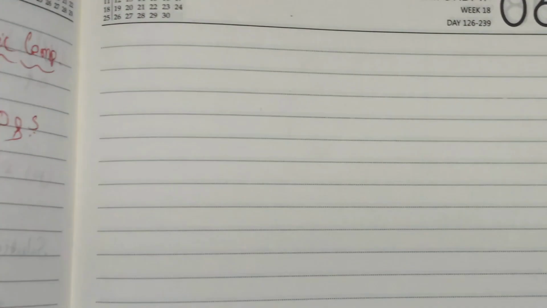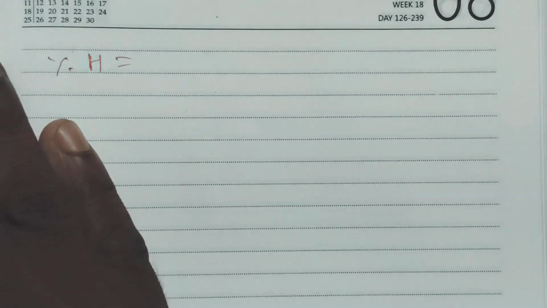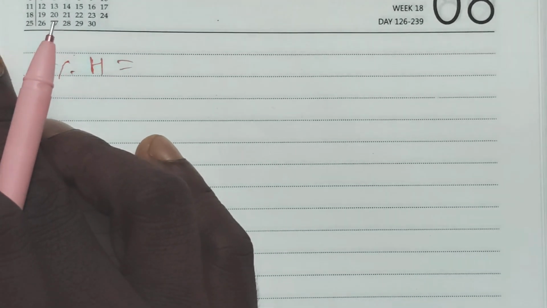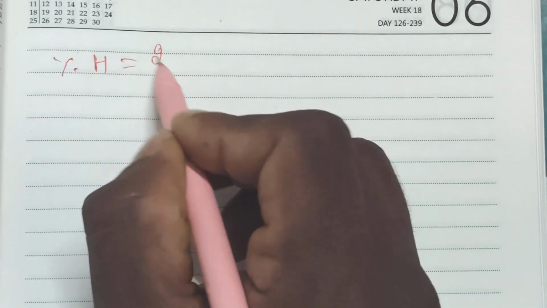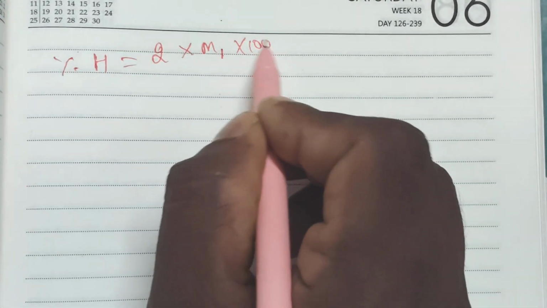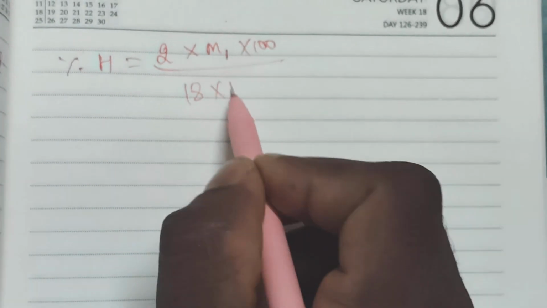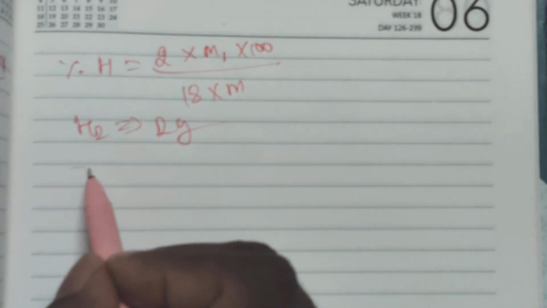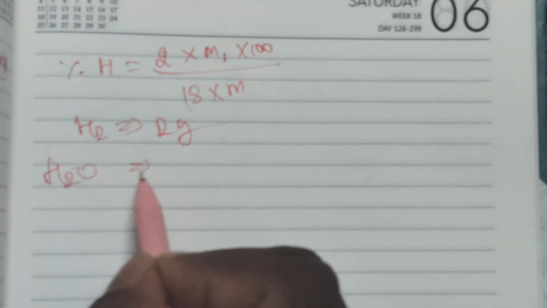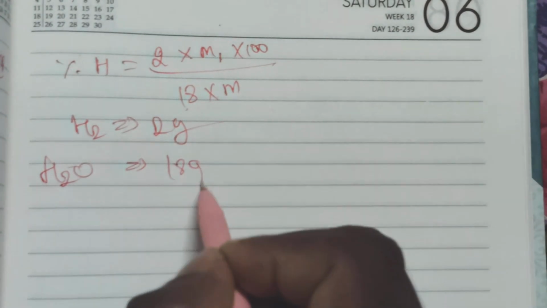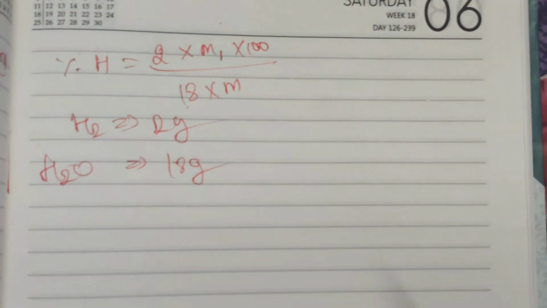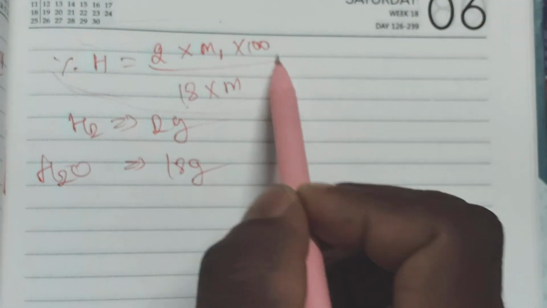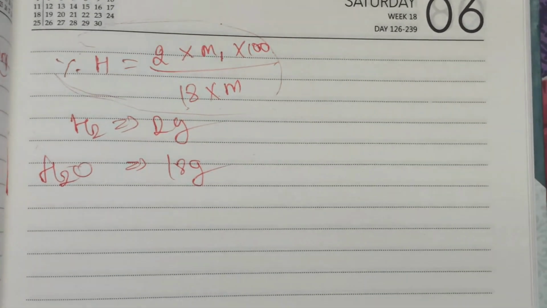Then next, if the organic compound contains hydrogen, the percentage of hydrogen is equal to the mass of hydrogen. Each hydrogen atom has an atomic mass of 1, so molecular hydrogen is 2. So it is 2 into m2 into 100 divided by 18 into m. Here 2 is the mass of H2, 2 gram, and 18 is the molecular mass of H2O, 18 gram. This formula is very important. We can find how much percentage of hydrogen is present in the entire organic compound.